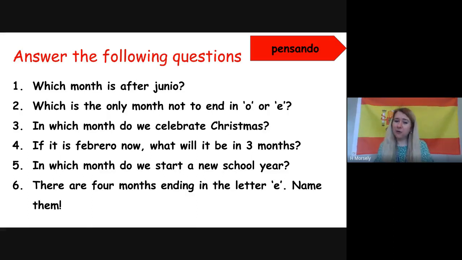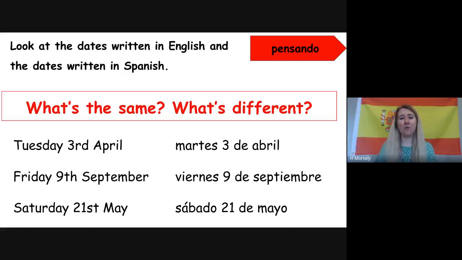septiembre. And número 6, there are 4 months ending in the letter E. Can you name them? So we have septiembre, octubre, noviembre, diciembre. Perfecto, well done. So I want you now to have a look at the dates that are written in English and the dates written in Spanish. So they're the same dates. I want you to tell me what's the same and what's different.